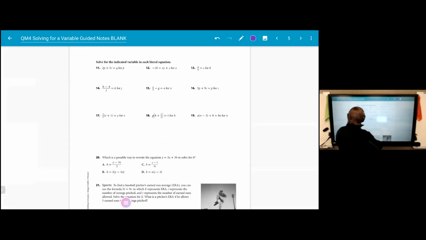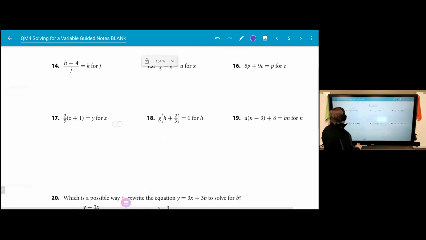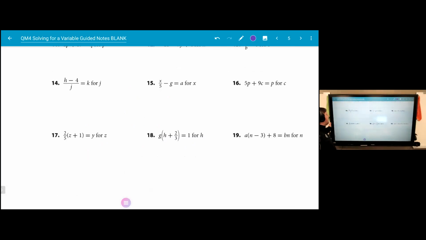Gonna go ahead and do one more. Actually, I'm going to do two more because I like number 14 a lot. It says h minus 4 divided by j equals k. We're trying to solve for j. We want either j equals or something equals j.